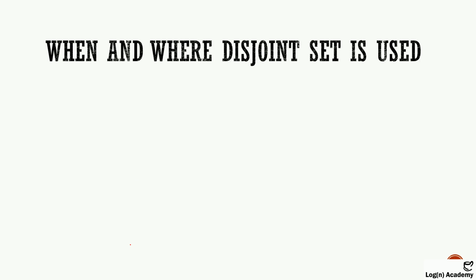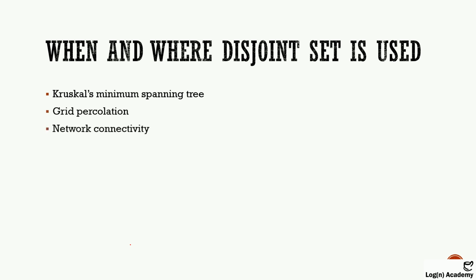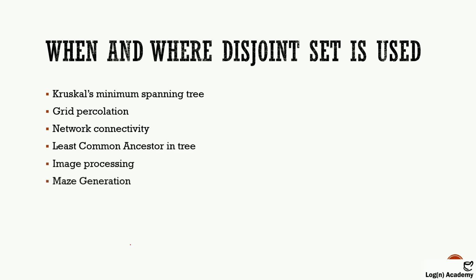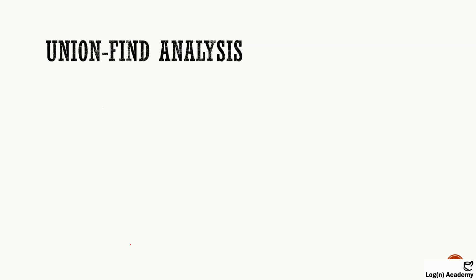When and where is a disjoint set used? I'm showing some usages of disjoint sets: Kruskal's minimum spanning tree, grid percolation, network connectivity, least common ancestor in a tree, image processing, and maze generation. These are some of the uses where disjoint sets can be very handy.